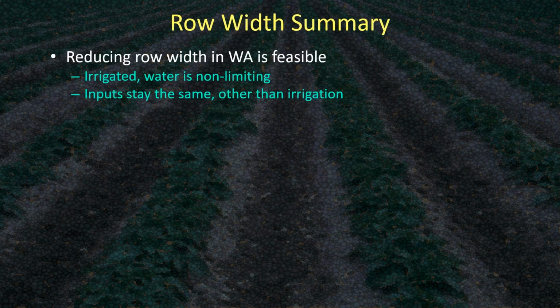So in summary, reducing row width in Washington is feasible where we have irrigation, water is non-limiting, and we have a long growing season. Inputs stay the same other than irrigation, and it looked like by doing that, we came out just fine. So I think this is a more efficient use of our land and our inputs.